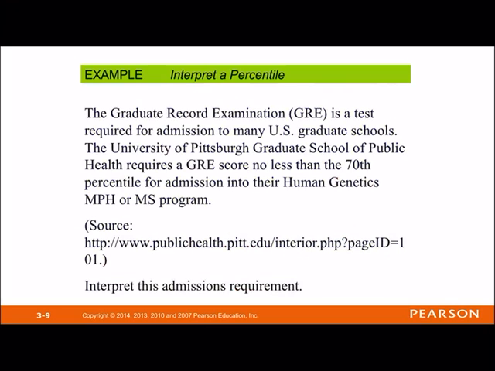So the Graduate Record Examination, the GRE, is a test required for admission to many U.S. graduate schools. The University of Pittsburgh Graduate School of Public Health requires a GRE score of no less than the 70th percentile for admission into their Human Genetics MPH or MS program. Interpret this admissions requirement.